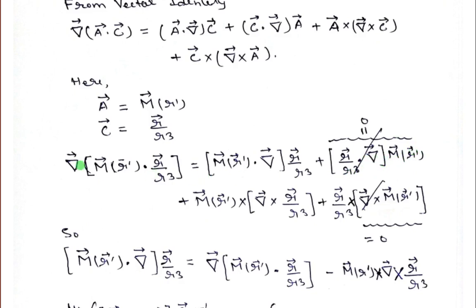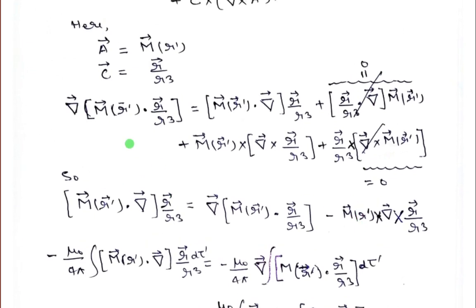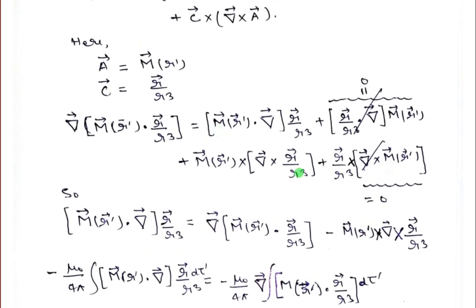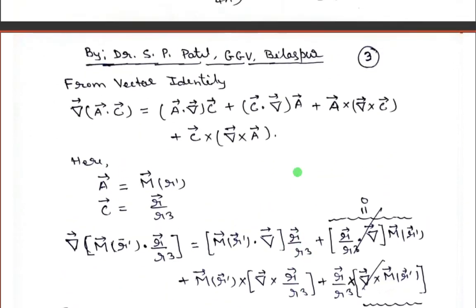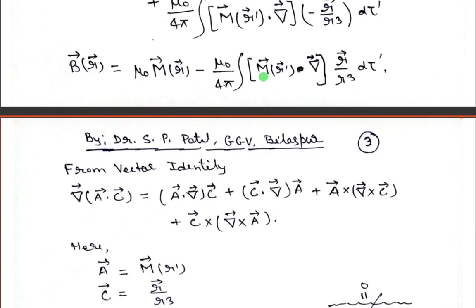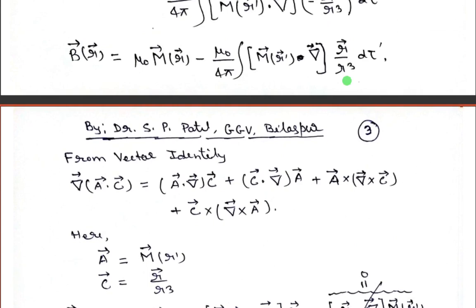So out of this vector identity, this becomes 0 and this becomes 0. What will be remaining? These two are remaining, and out of these two values, in our magnetic field we have capital M dot del, and outside that is r vector upon r cube. So if you compare this value, this is quite equal to this value.